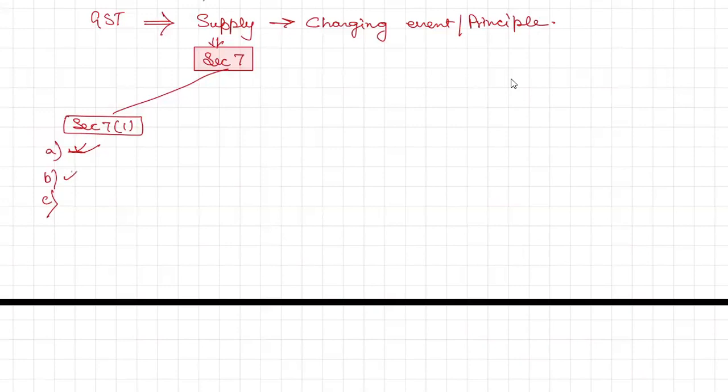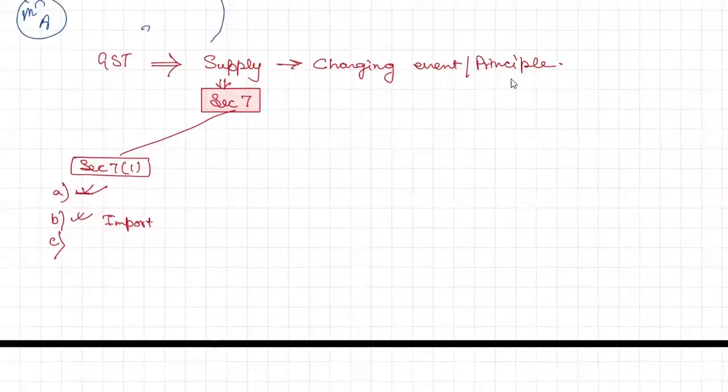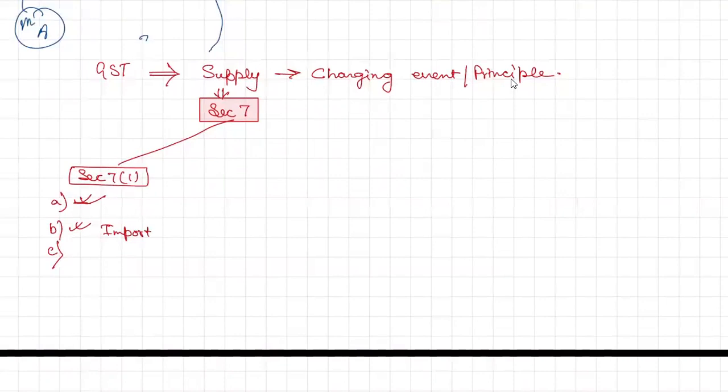Then we move on to B. B was regarding import of service. If you remember, import of service for consideration. So import of service plus consideration is there. No matter whether it is for business or personal purpose, it is a supply. We read that. Then we move on to clause C, which was nothing but Schedule 1.